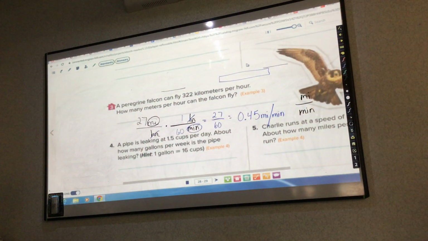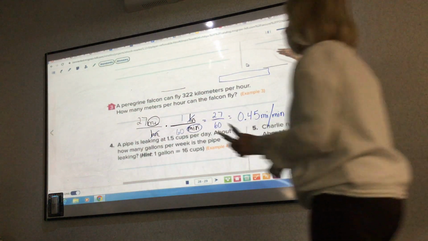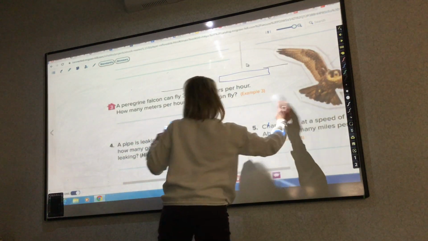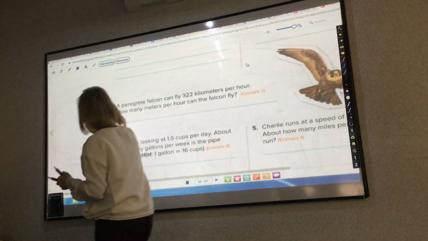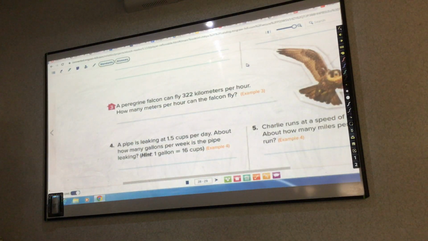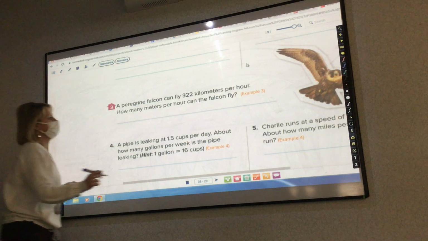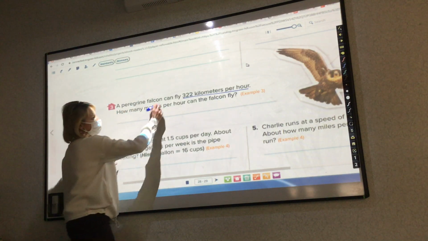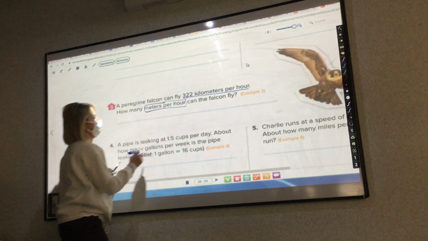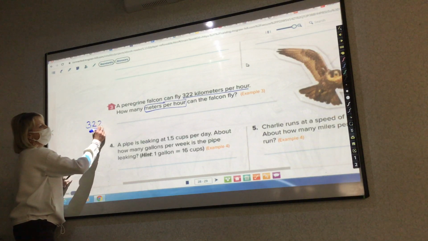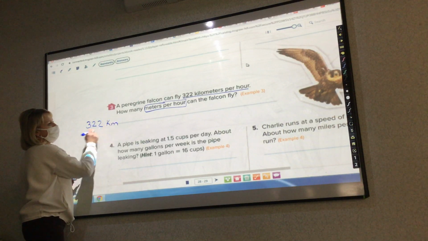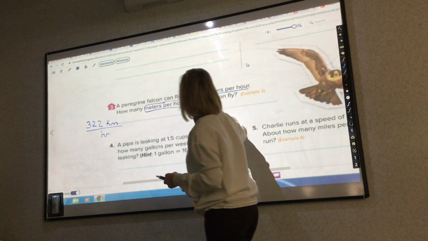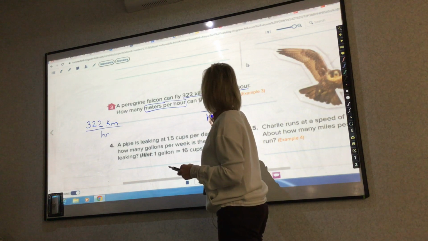If an American Falcon can fly 322 kilometers per hour, how many meters per hour can the Falcon fly? All right. So we read it. Did you guys go back while you were waiting on me and underline or box stuff? Yeah. Okay, so I'm going to underline 322 kilometers per hour. I'm going to box meters per hour. So I start with 322 kilometers per hour, and I'm coming all the way down to meters per hour.